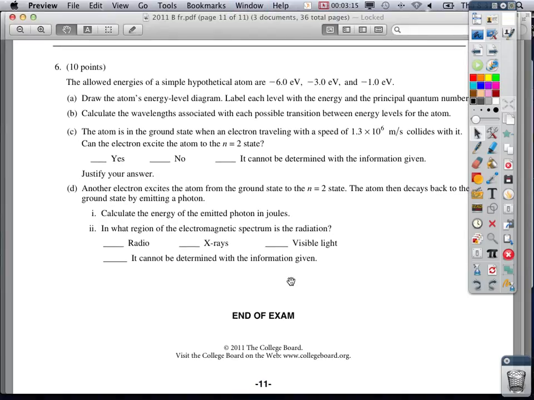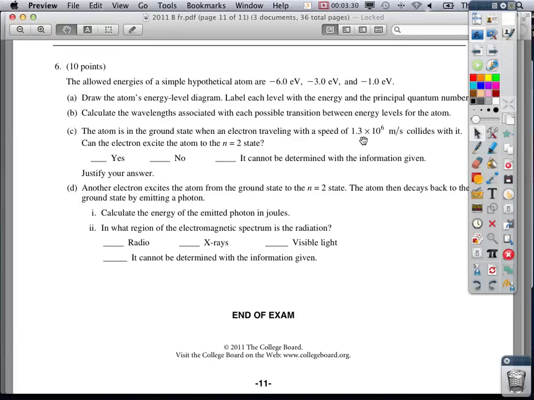So then part C, the atom is in the ground state when the electron traveling blah, blah, blah, collides with it. Calculate, or can the electron excite the atom to n equals 2? So if you have an electron traveling at this velocity, what type of energy does it have? Kinetic, right? So just find the amount of energy and see if that's enough.